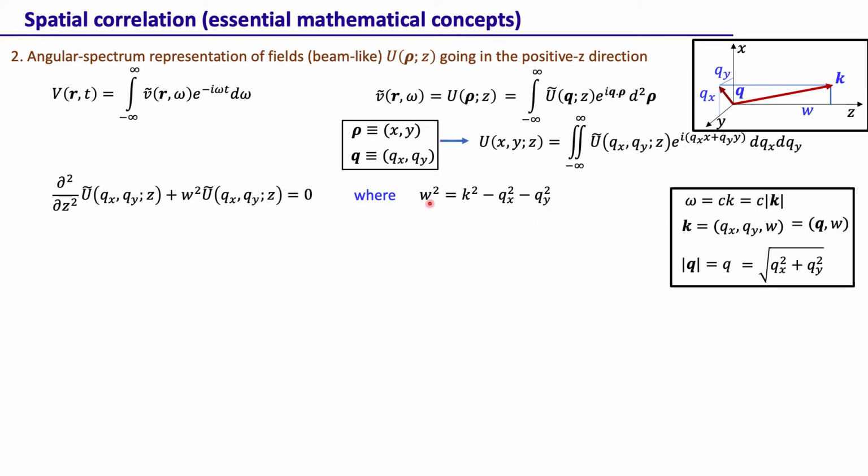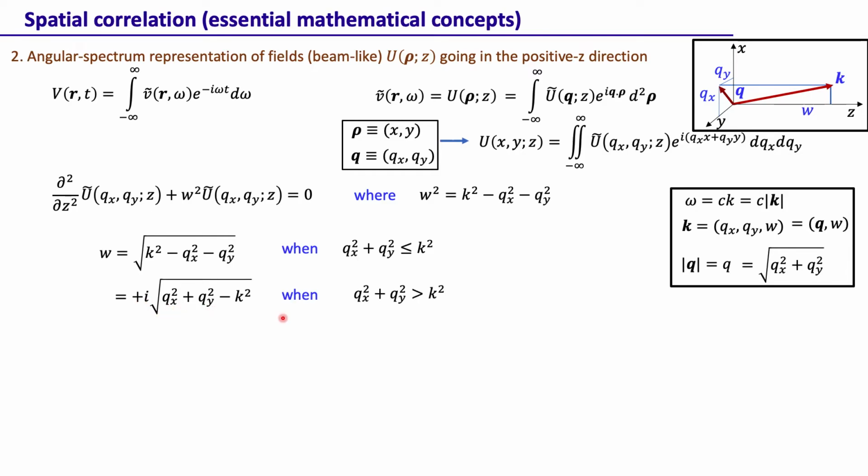Okay, now if w square is k square minus qx square minus qy square, then what is w? w is the square root of k square minus qx square minus qy square if qx square plus qy square is less than k square, and it is equal to i times the square root of qx square plus qy square minus k square if qx square plus qy square is greater than k square. So these are the two conditions that we can actually have.